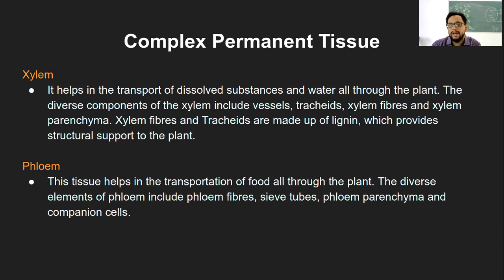Now we are going to look at the complex permanent tissue. Just to quickly give you an overview of what this complex permanent tissue is, and then we will individually go into the details, there are two main complex permanent tissues, that is xylem and phloem, which you have already heard of. Now, if you have to simply imagine what xylem is and phloem is.